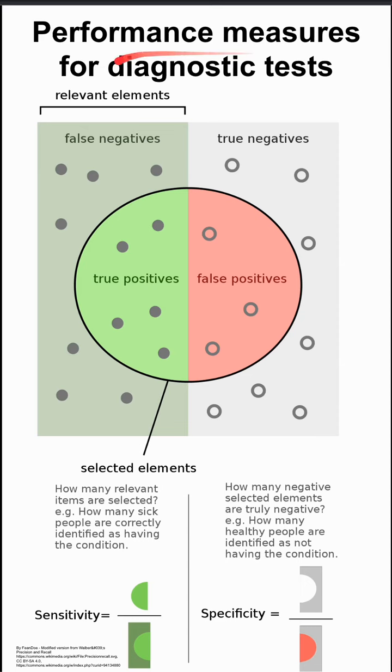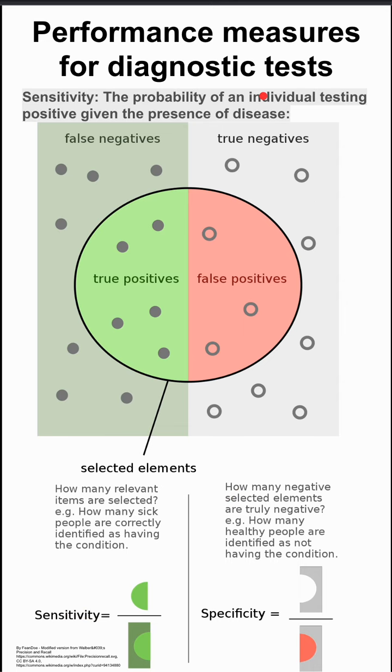Here's a list of performance measures for diagnostic tests. First, in the background, there's a depiction of sensitivity and specificity. It might be worth pausing to look through that. Sensitivity is the probability of an individual testing positive given the presence of disease. It's calculated as the true positives divided by the sum of the true positives and the false negatives.